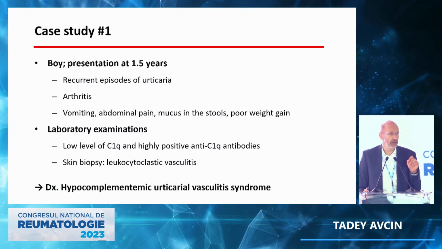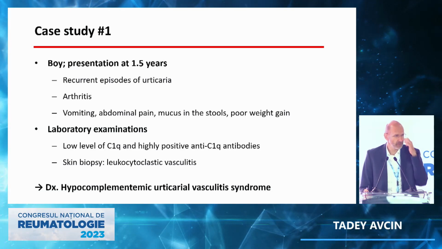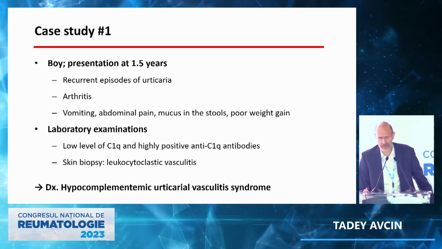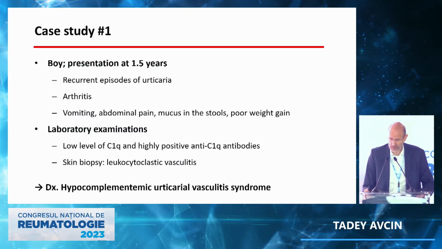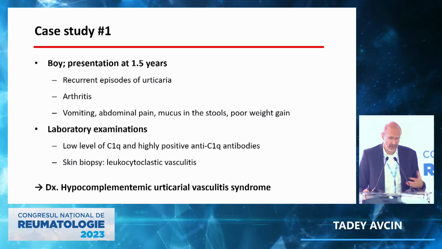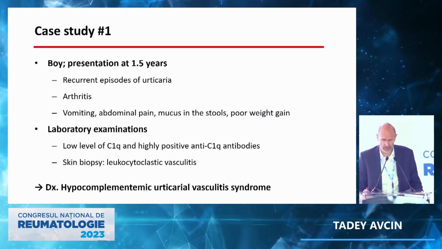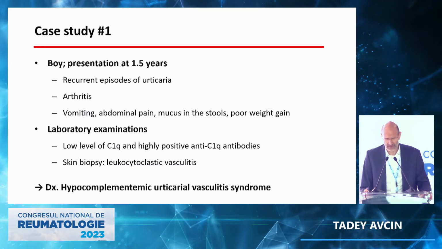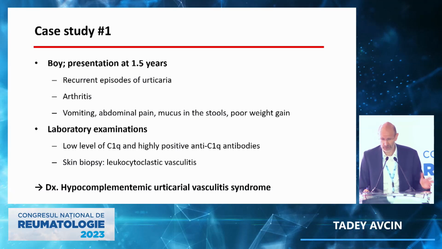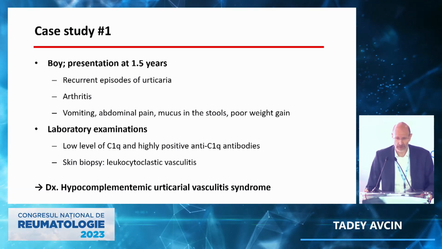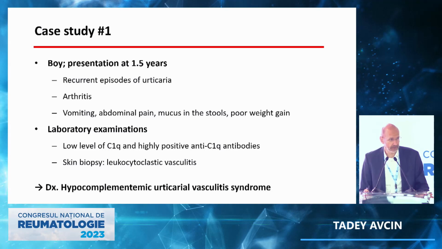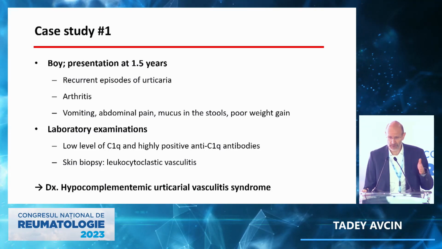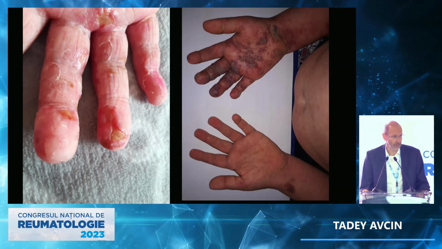A boy presented at 1.5 years of age. You can see that, with apoptotic defects, there is a tendency for early onset with systemic inflammation. He had recurrent episodes of urticaria at the beginning, arthritis, and quite severe abdominal involvement with poor weight gain and abdominal pain. His labs showed low C1q and positive anti-C1q antibodies, and he had a skin biopsy that showed leukocytoclastic vasculitis and was diagnosed with hypocomplementemic urticarial vasculitic syndrome.